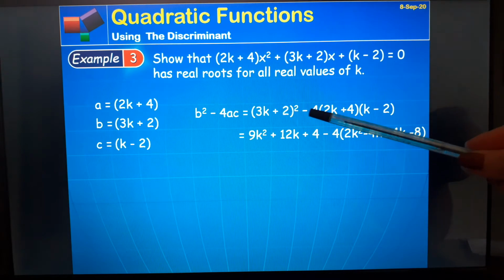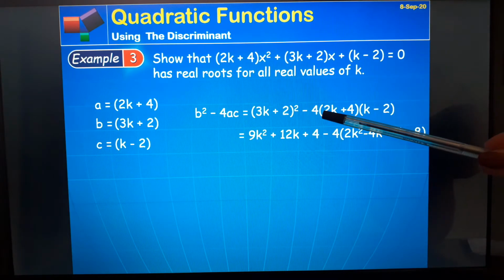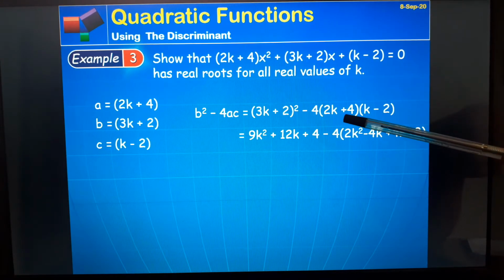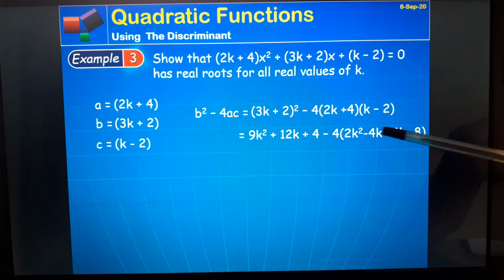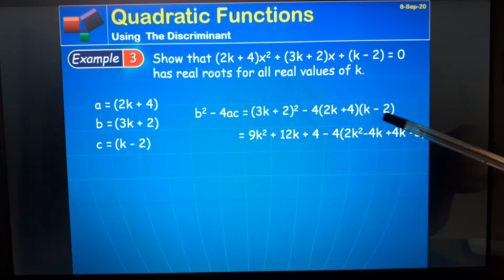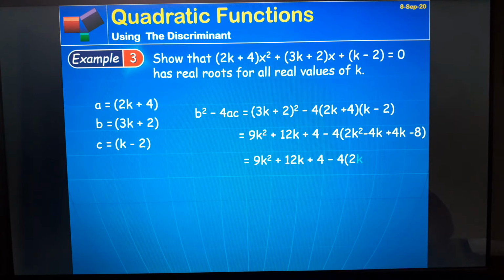Then I haven't dealt with the 4 yet. What I'm going to do is just multiply out this bracket. So we've got 2k² − 4k + 4k − 8, and that leads to all of that. And then the next thing I'll do is multiply out by this negative 4 in front of the bracket after we've tidied these together. I've just tidied that little bracket at the end there. The −4k plus the 4k has made it 0k, which is why the k has disappeared, and then we'll multiply by the −4.